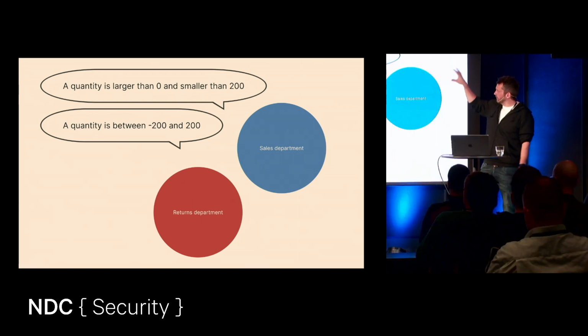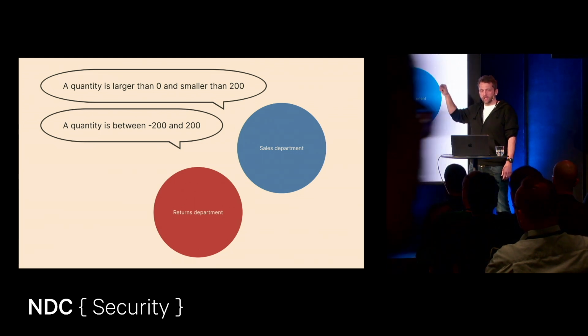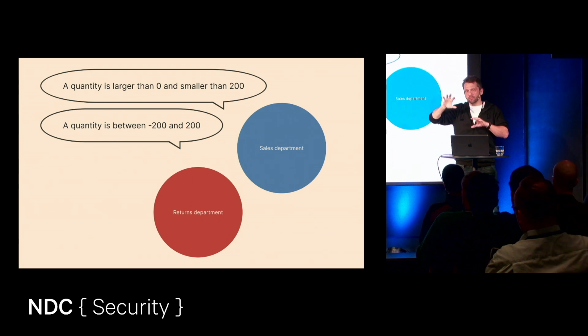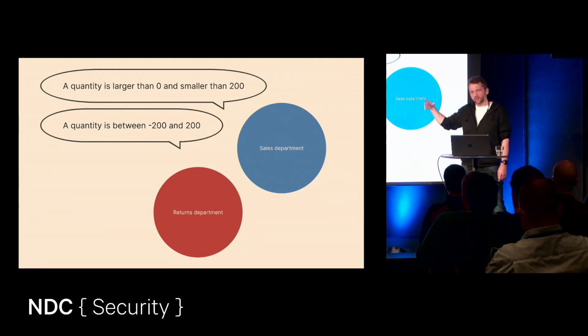And so we can see we have two bounded contexts where the same terminology or the same term means different things. And this is often a cause of security problems because we think we're talking about the same thing, but we're not. And maybe it's possible on the website to order -2 books, and then we have a problem.